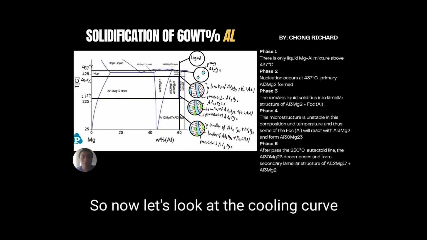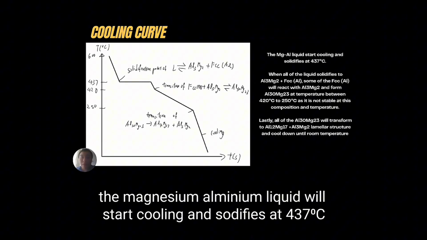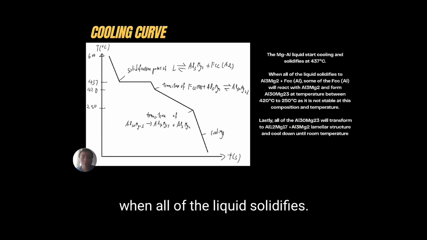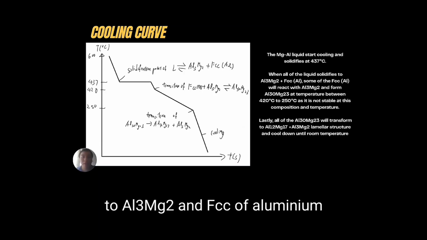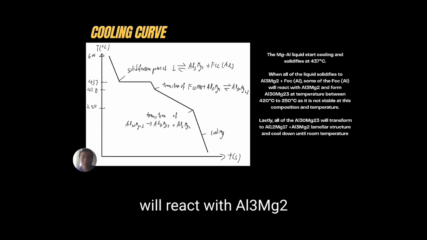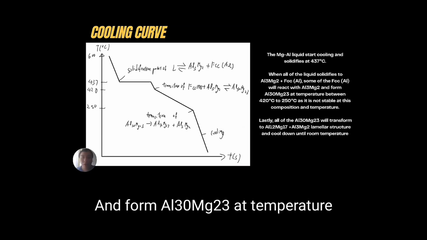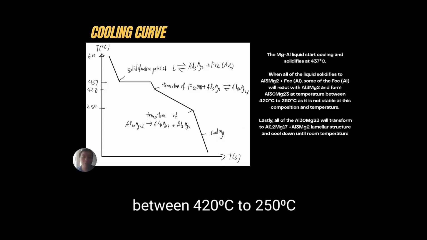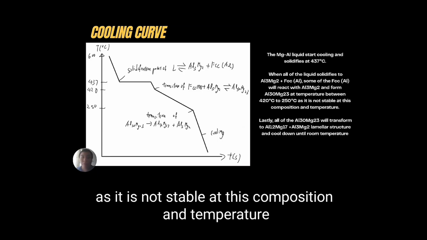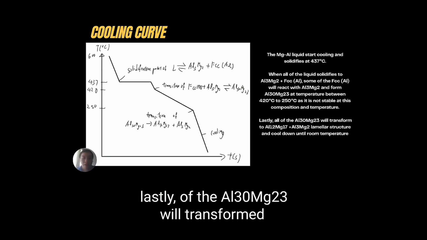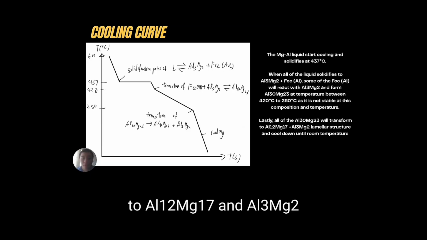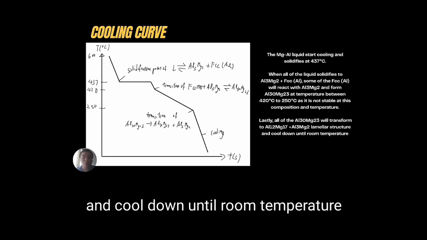So now let's look at the cooling curve. At the cooling curve, the magnesium aluminium liquid will start cooling and solidifies at 437 degrees Celsius when all of the liquid solidifies to trialuminium dimagnesium and FCC of aluminium. Some of the FCC of aluminium will react with trialuminium dimagnesium and form aluminium 30, magnesium 23 at temperature between 420 degrees Celsius to 250 degrees Celsius, as it is not stable at this composition and temperature. Lastly, all of the aluminium 30, magnesium 23 will transform to aluminium 12, magnesium 17, and trialuminium dimagnesium of laminar structure and cool down until room temperature.